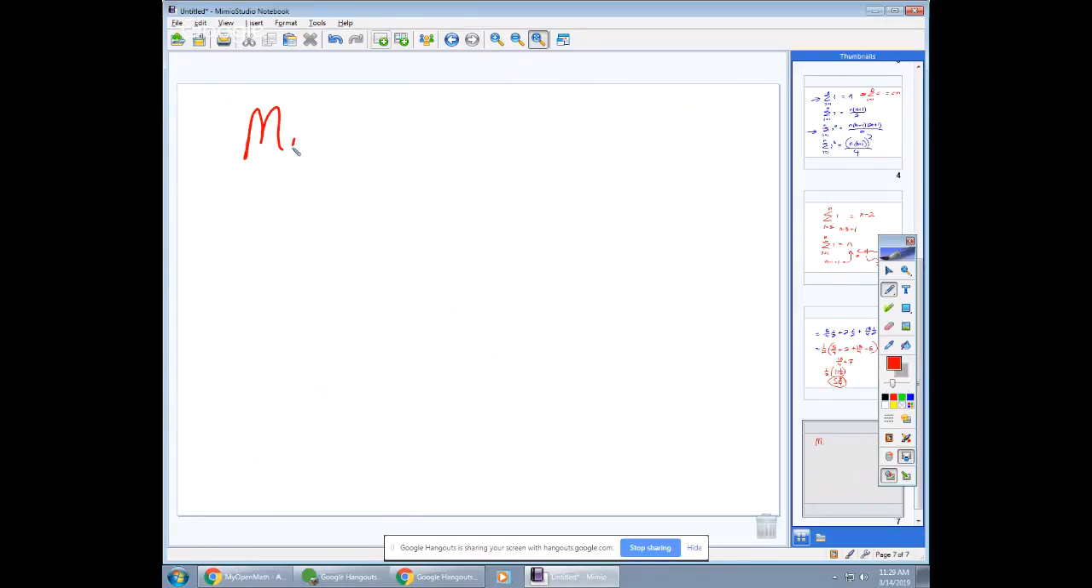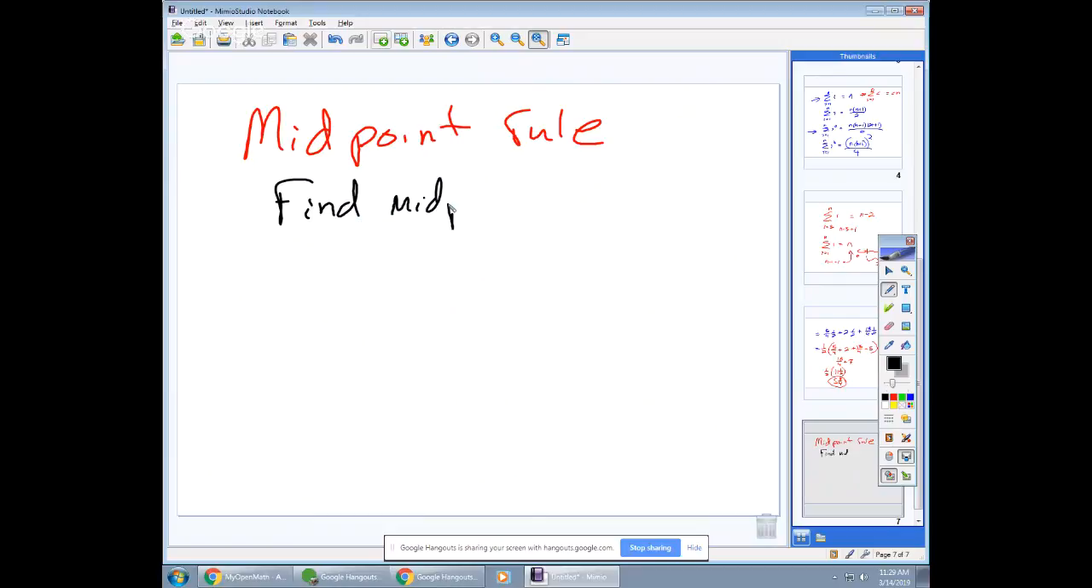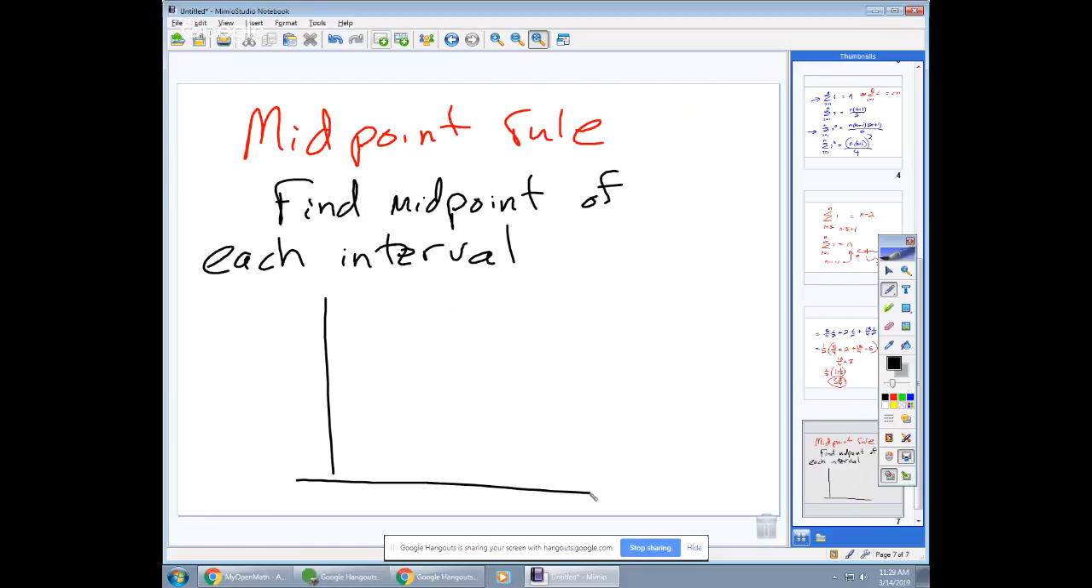All right. Midpoint rule. Pretty simple. You just find the midpoint of each interval, and that's what you plug in. Could you create a general formula for this? Yeah, but it's a tiny bit messy. It's not too bad, but I'm just going to break this down for this example.